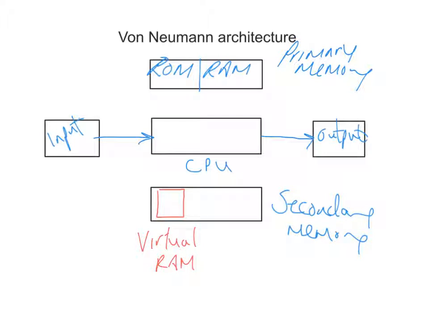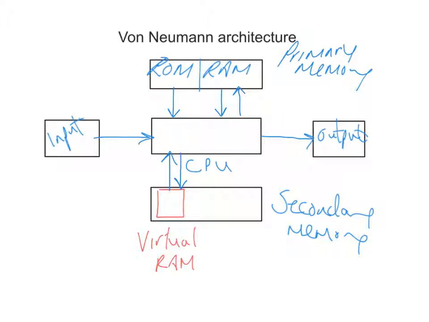So with the primary memory, you can obviously read information from ROM into the CPU. You can also read information from RAM into the CPU, and you can read information from the virtual RAM into the CPU. However, you can change the values of RAM because RAM is volatile, so we can write it back to RAM. And we can also change the values in virtual RAM, so we can write back to the secondary memory as well.